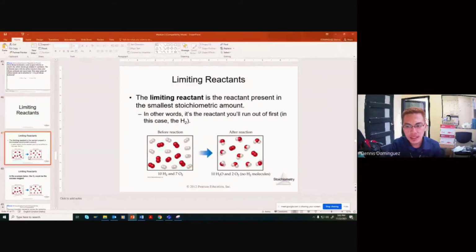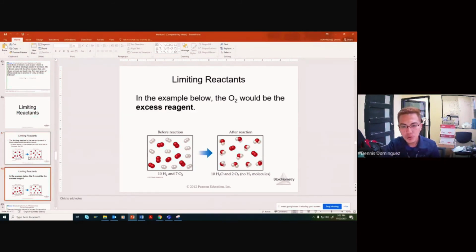The limiting reactant is the reactant present in the smallest stoichiometric amount. You have the limiting reactant, you have the excess reactant. Limiting reactant is the one that is first to be consumed in the reaction. So, it is the limiting one. It is the basis or baseline for how many will be used.